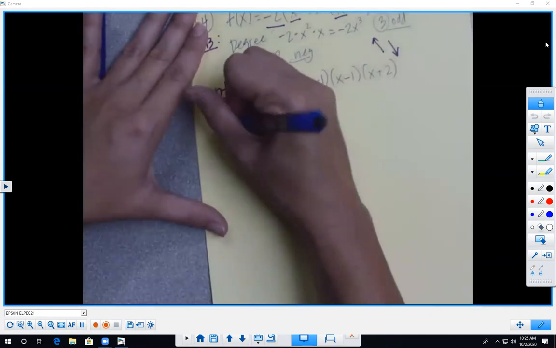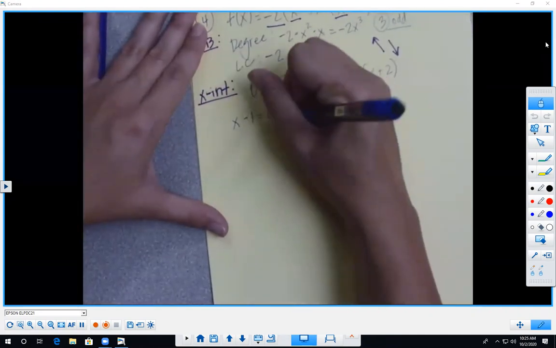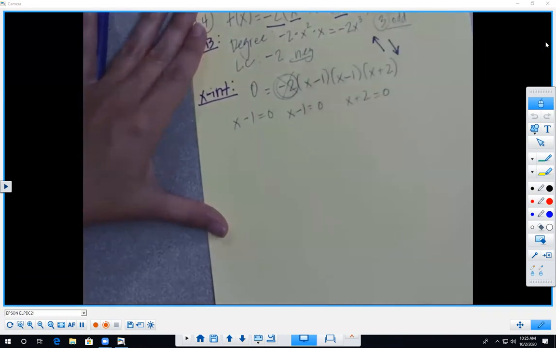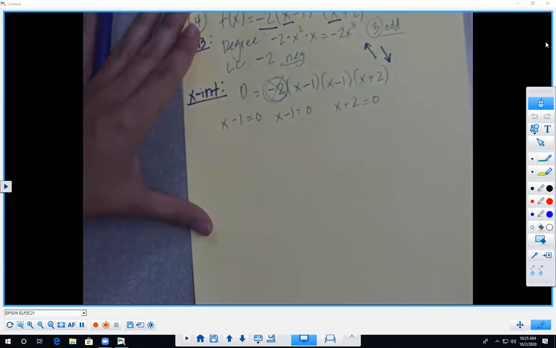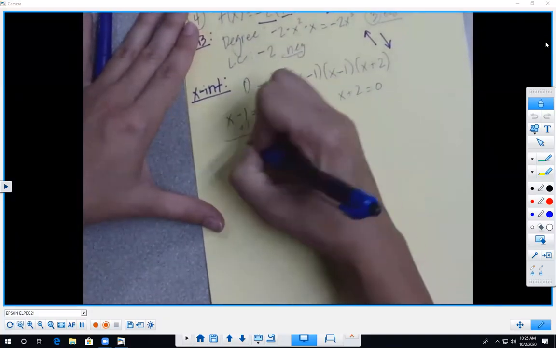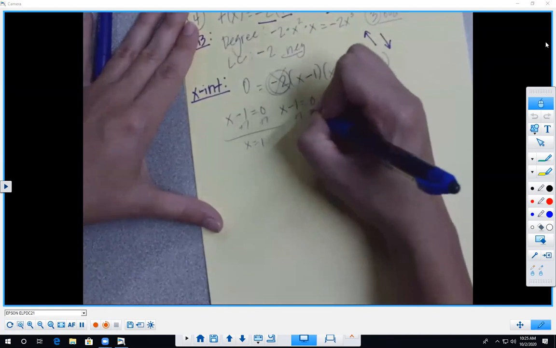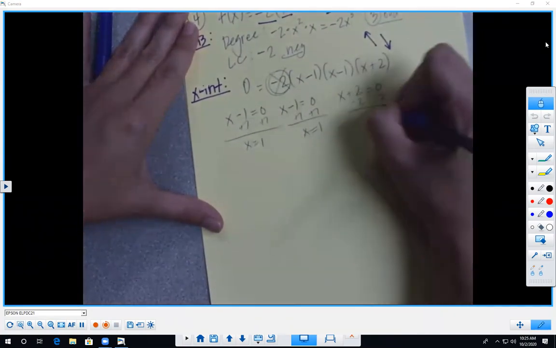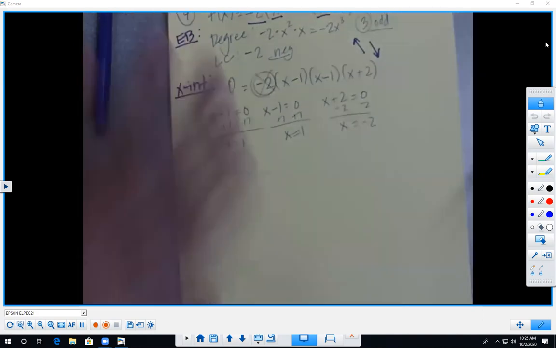Okay, so I'm just going to do x minus 1 equals 0, x minus 1 equals 0, x plus 2 equals 0. When I solve for x, I'm going to add 1 and get x equals 1. Do it again, get x equals 1, subtract 2, get x equals -2.